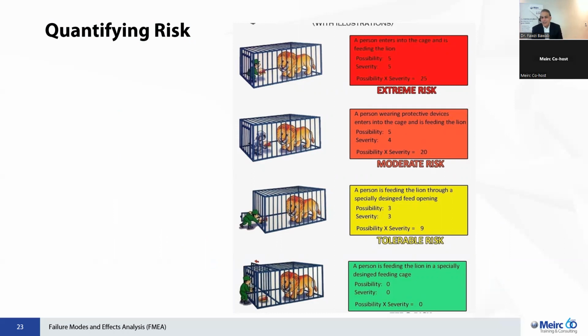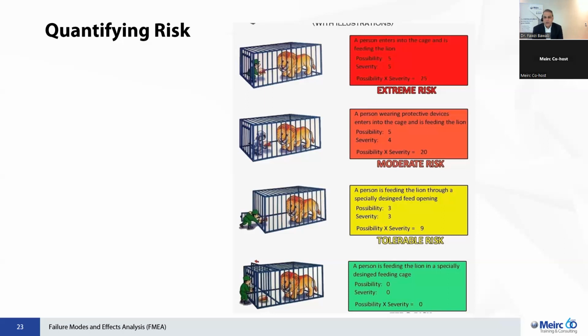Now, how do we measure risk? This nice chart I found on the net just gives you a little bit of how the risk is quantified. Most organizations will have their own measures, could be high, low, medium. In this case, we are looking at the possibility of something happening. If you put a man with some meat with this lion, the risk is extreme, correct? The probability is very high. The severity, we might have a death situation.